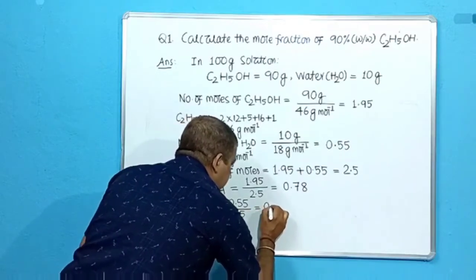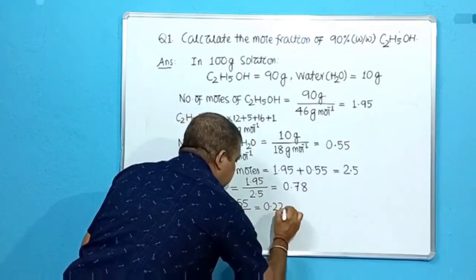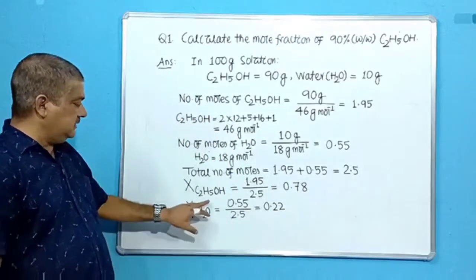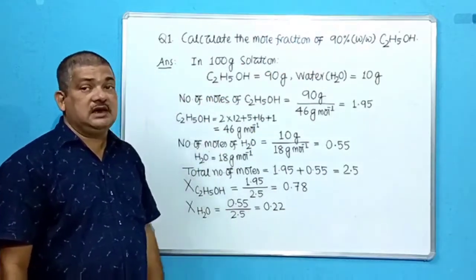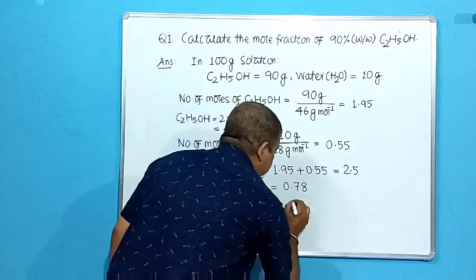So, it will give you 0.22. So, these are the mole fractions of ethyl alcohol and water in 90% solution of ethyl alcohol. So, this is the answer for you.